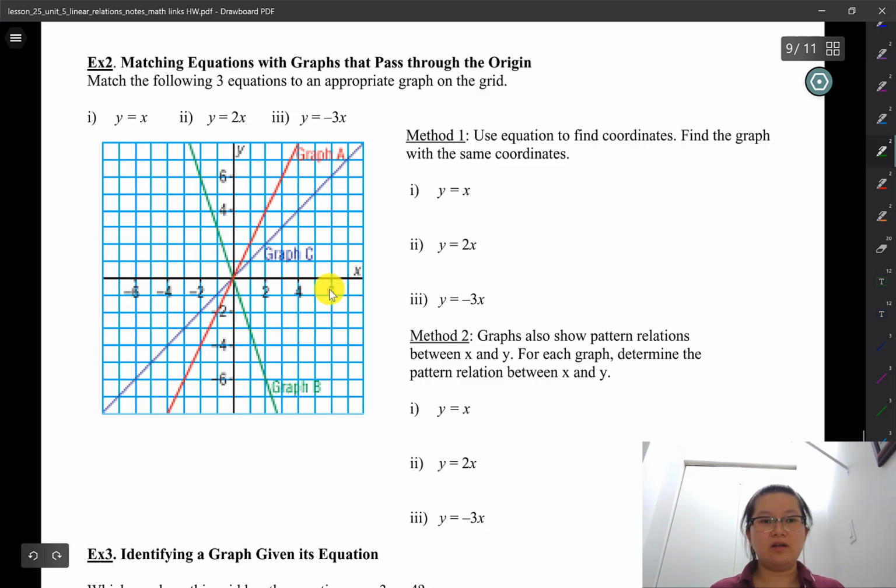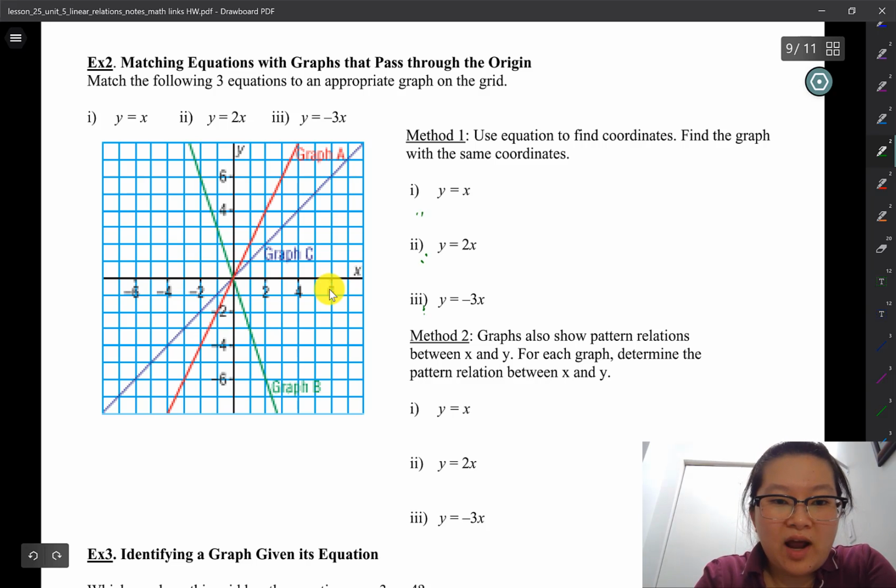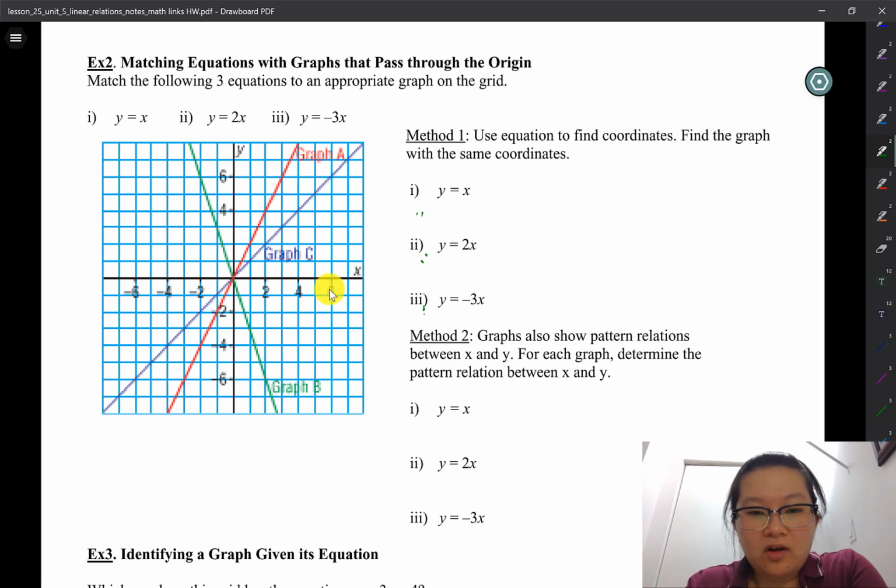We're going to do the first one together. So here are our equations 1, 2, and 3, and our graphs A, B, and C in those different colors. If I do 1 and 2, then you'll know exactly which one is 3. So maybe what I will do is number 1, and I want you to do number 2, and we'll come back together to do number 3.